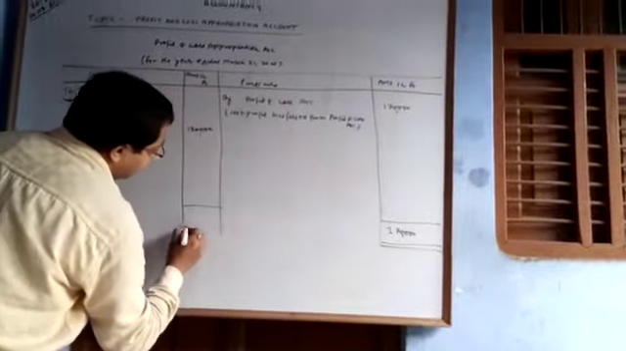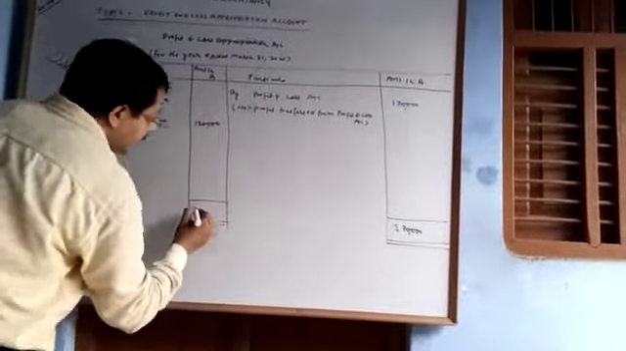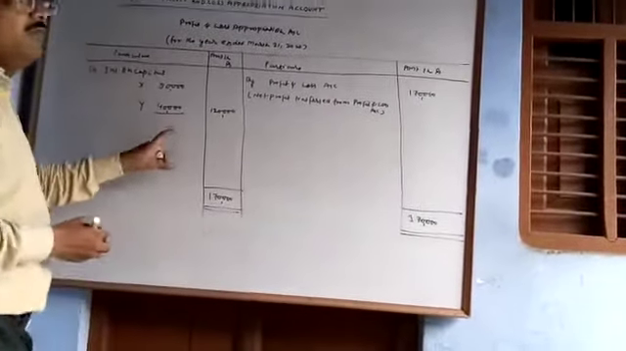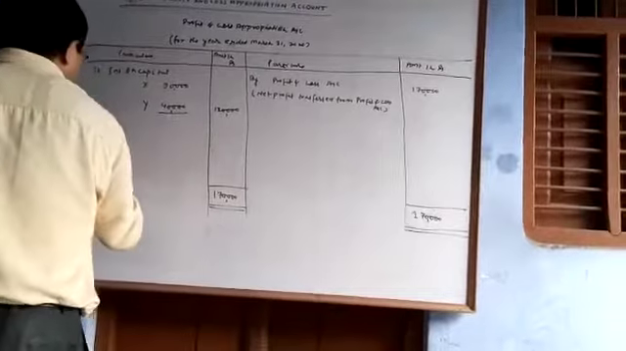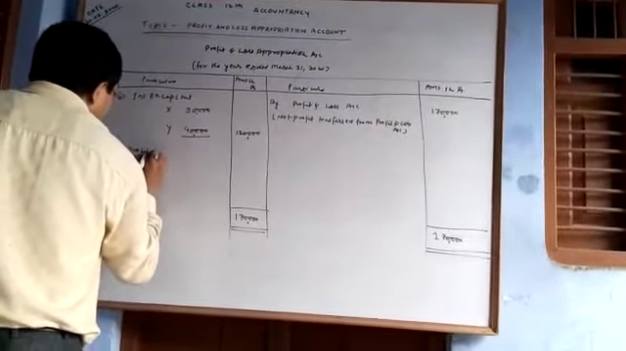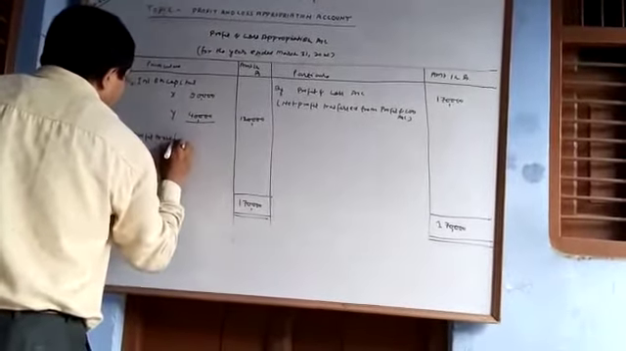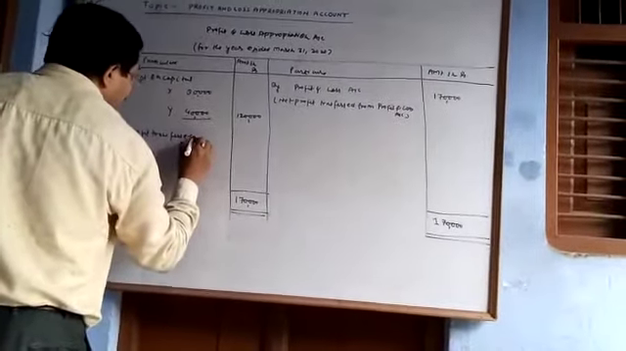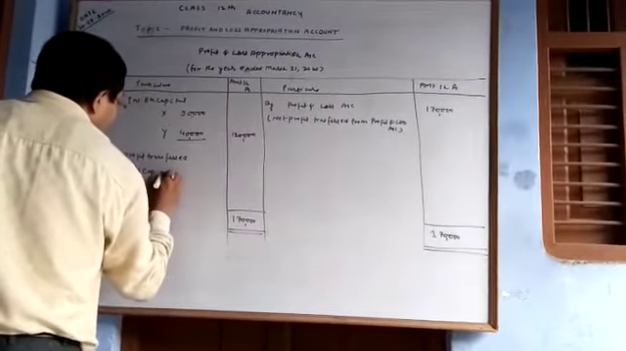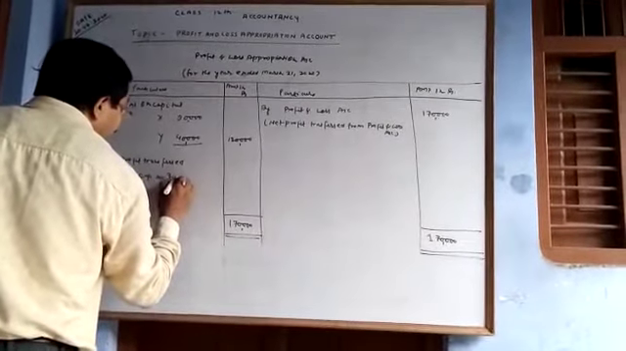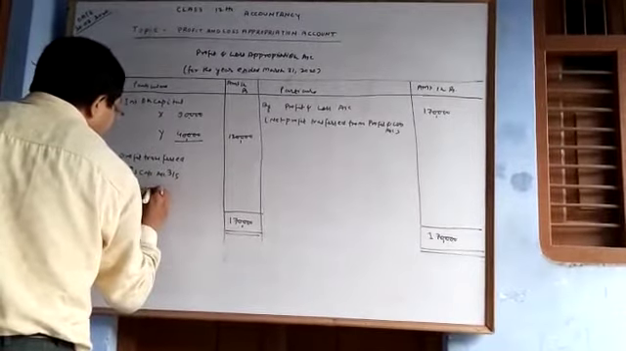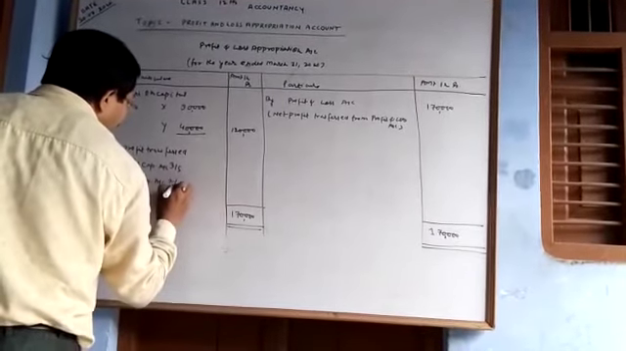Calculate the difference between the total of the debit and credit side. 1,70,000 minus 1,20,000. The balance is profit, transferred to X's capital account in the ratio of 3:5, and Y's capital account in the ratio of 2:5.